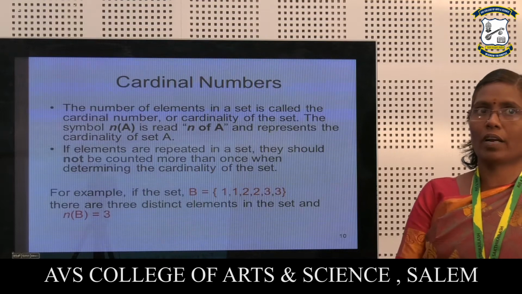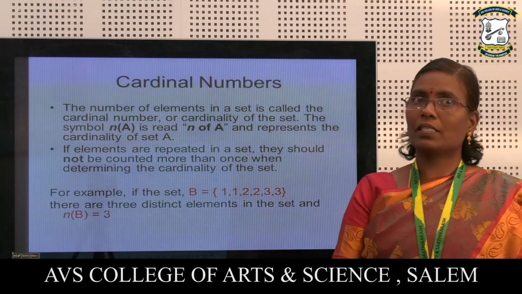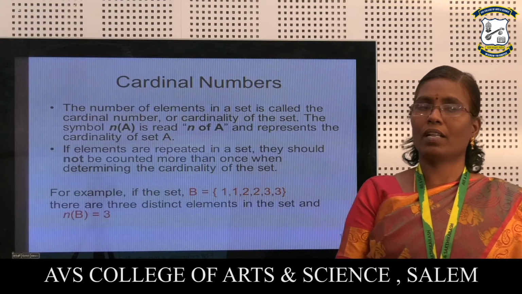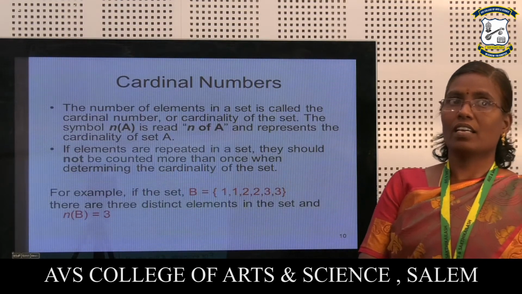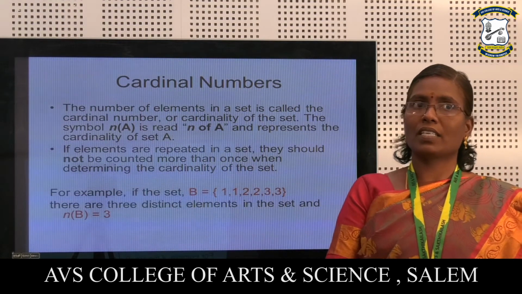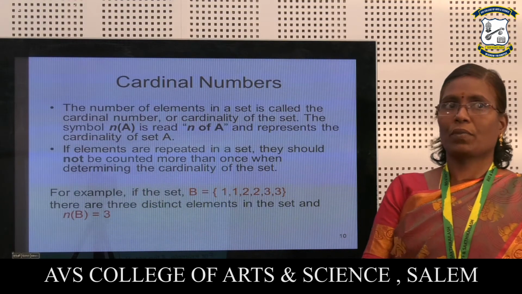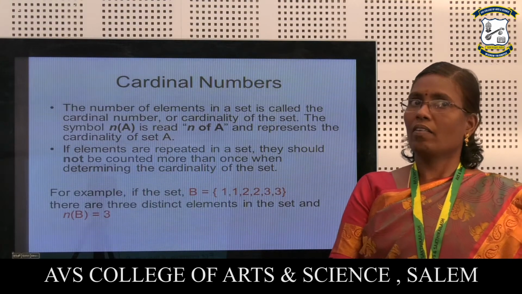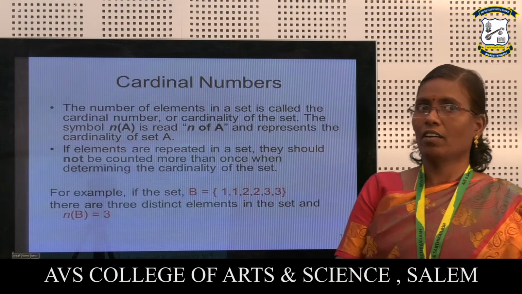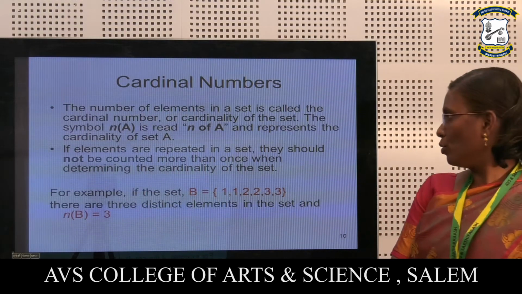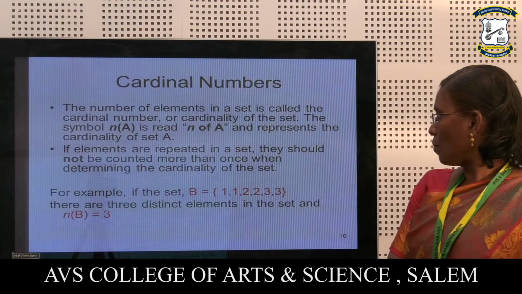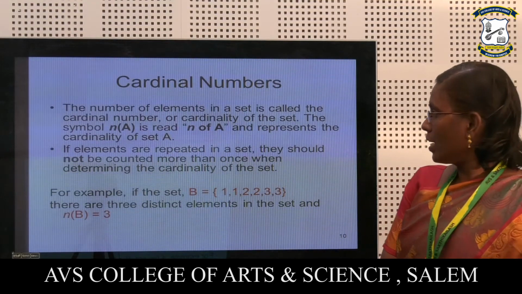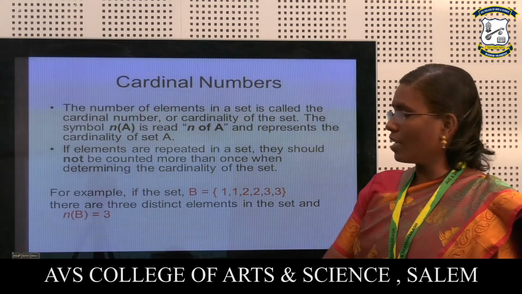Next we can see cardinal number. The number of elements in a set is called the cardinal number or cardinality of the set. The symbol n of A is read as n of A and represents the cardinal of the set A. If elements are repeated in a set, they should not be counted more than once when determining the cardinality of the set. For example, if the set B is equal to {1, 1, 2, 2, 3, 3}, there are 3 distinct elements in the set. So, cardinality of the set B is 3.